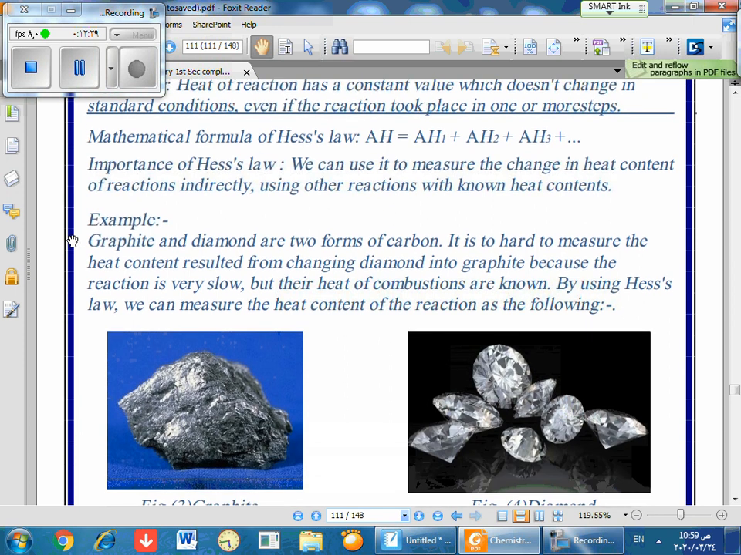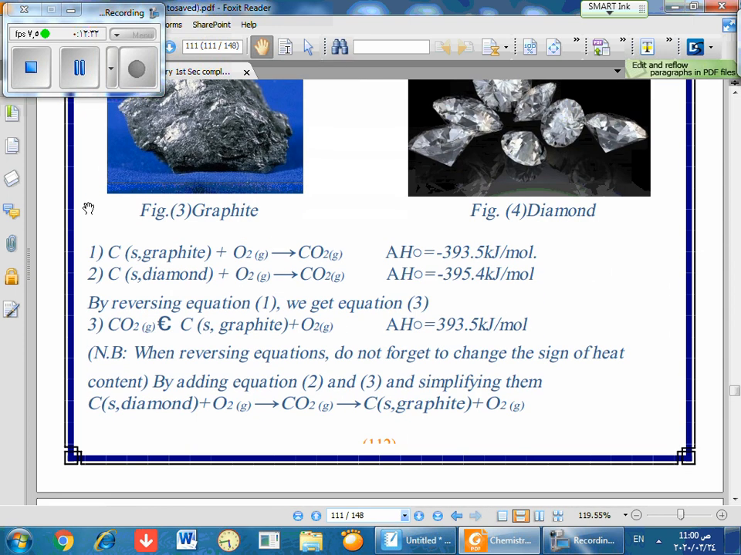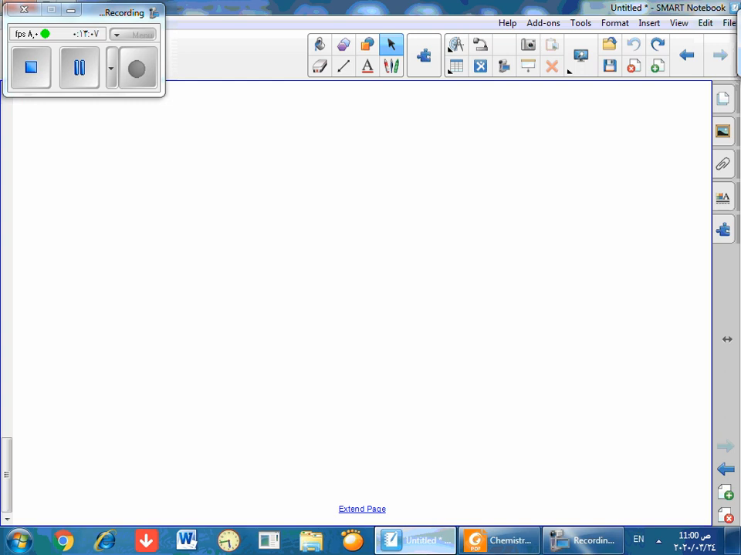For example, we want to measure the change of heat combined with the formation of carbon monoxide, C plus half O2 forming CO. Because the oxidation process of carbon doesn't stop only at the formation of carbon monoxide gas, but continues, forming carbon dioxide gas. And we want to measure the change of heat combined with this chemical reaction. Okay? Focus with me, please.